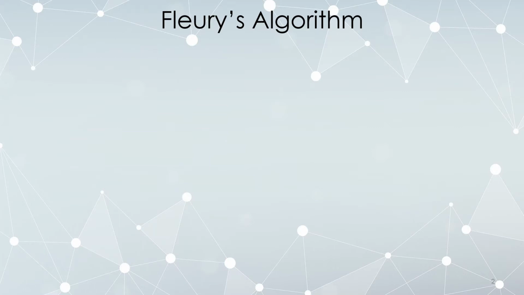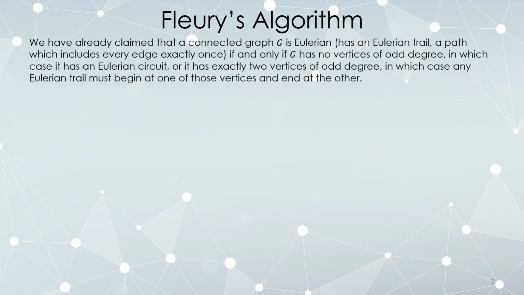In this video, we're going to be discussing executing certain algorithms on graphs. So we've already claimed that a connected graph is Eulerian, in other words, it has a path that includes every edge exactly once, if and only if it has no vertices of odd degree, in which case it is possible to make an Eulerian circuit, it comes back to where it started, or if it has exactly two vertices of odd degree, in which case any Eulerian trail has to begin at one of them and end at the other.